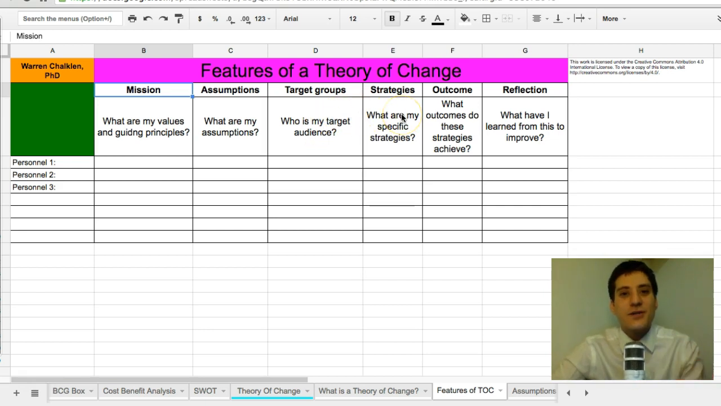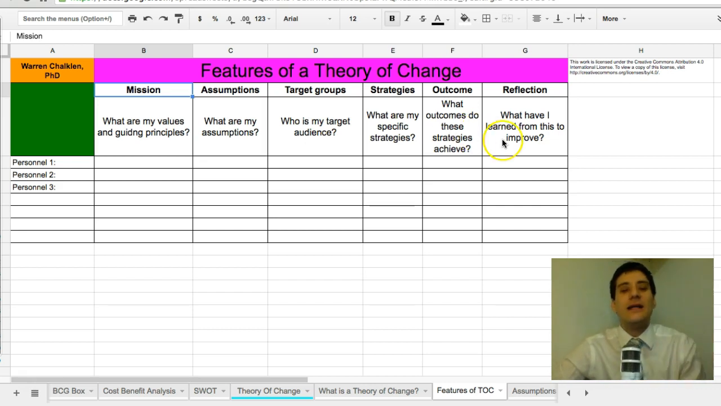Next, we have our strategies. What are our specific strategies? In other words, what do we do to achieve the processes that we claim to achieve, or the outcomes we hope to achieve? When we think about our outcomes, we need to think about not only what outcomes we hope to achieve, but we need to be very critical about what our current strategies are actually achieving at this moment, and then think about what needs to be tweaked or shifted to achieve the outcomes we actually desire.